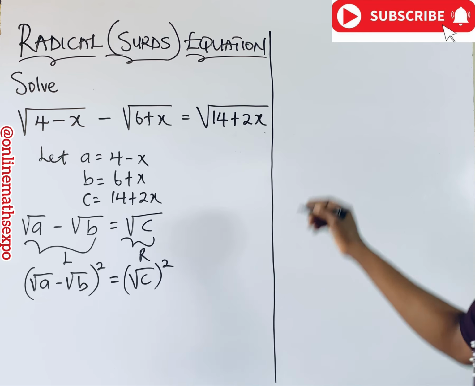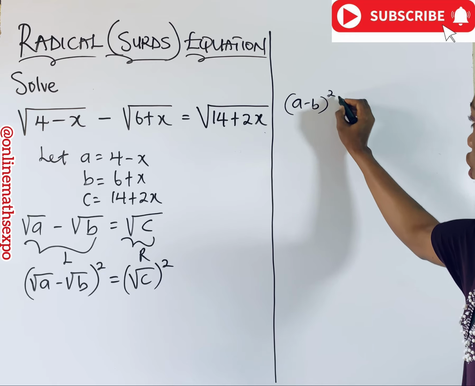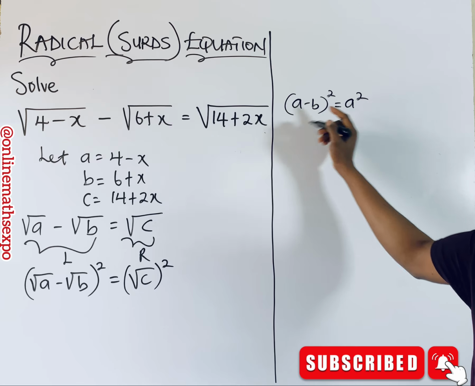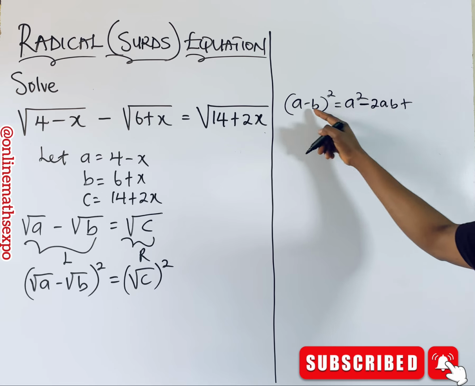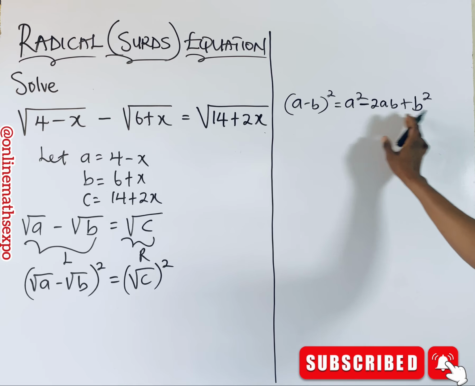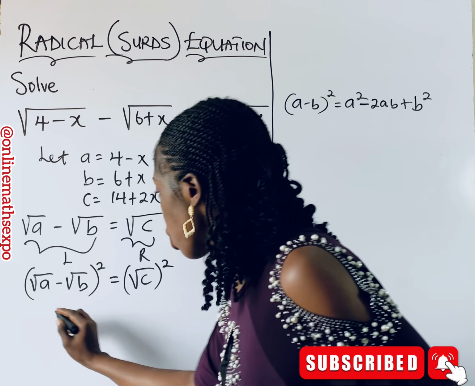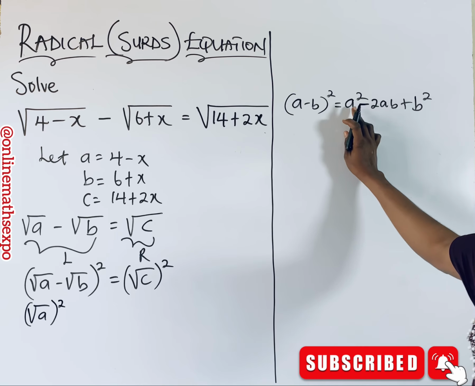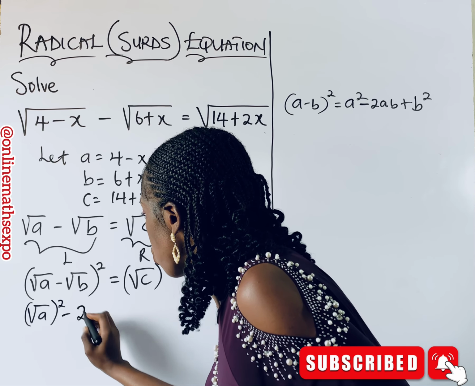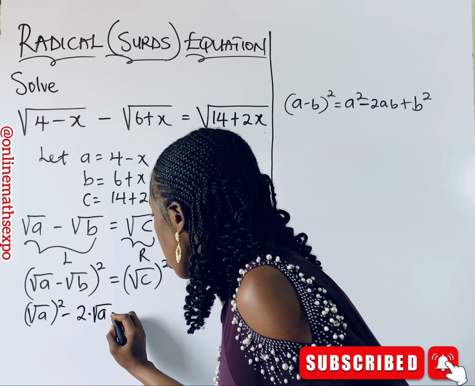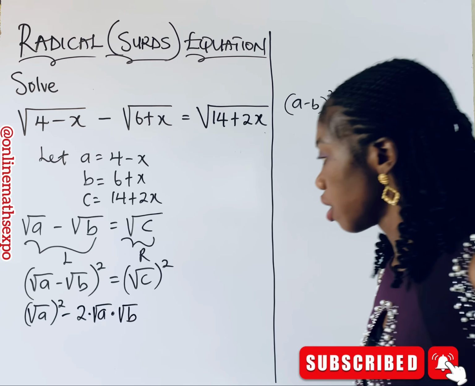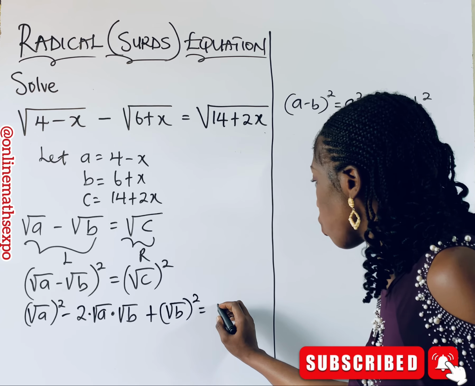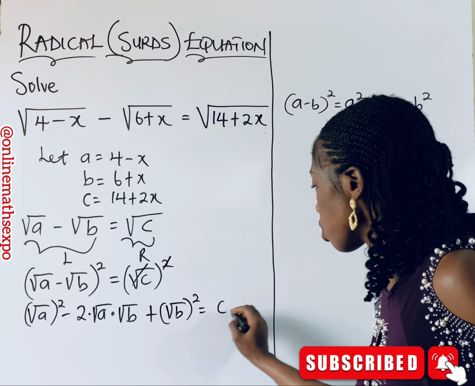Now let's remind ourselves of our rule. In algebra, when you have this, to expand it, you have A squared, use 2 to multiply the two values inside, then square your B. So let's apply this here. It's going to give us square root of A raised to power 2, minus 2, we multiply square root of A and square root of B, then plus square root of B raised to the power of 2 is equal to, this square we cancel the square root, is equal to C.